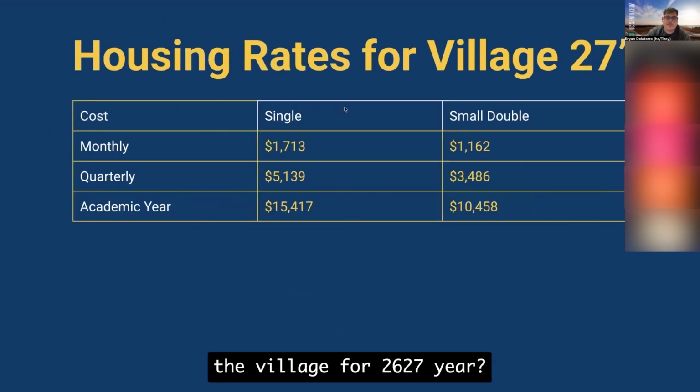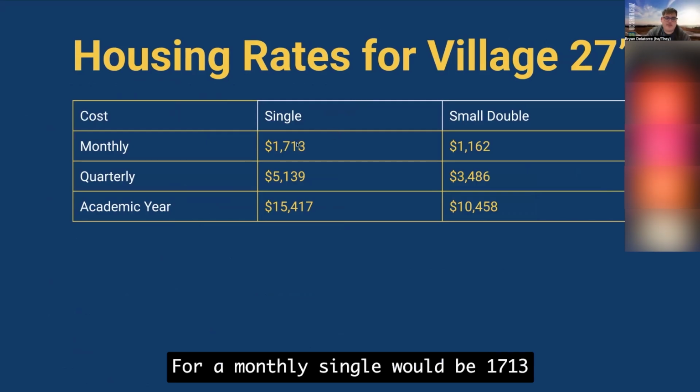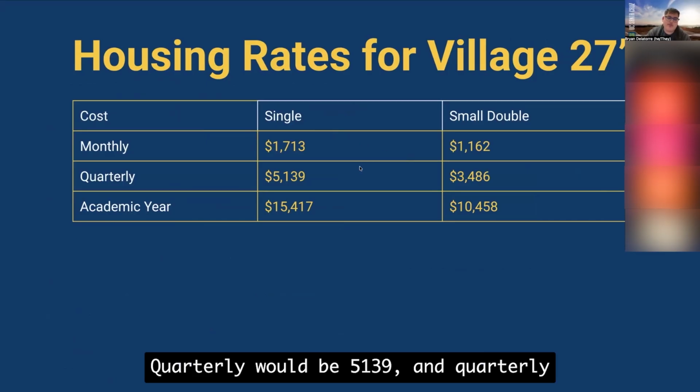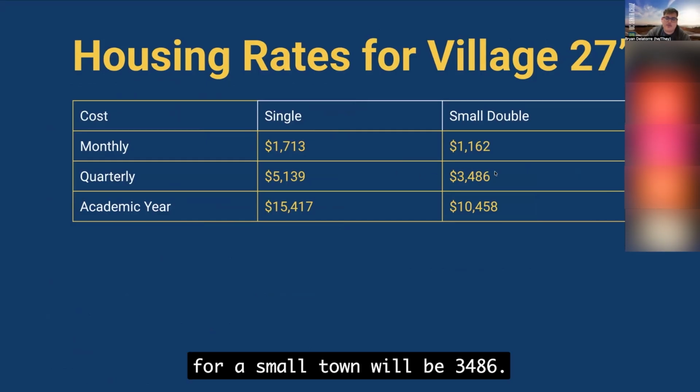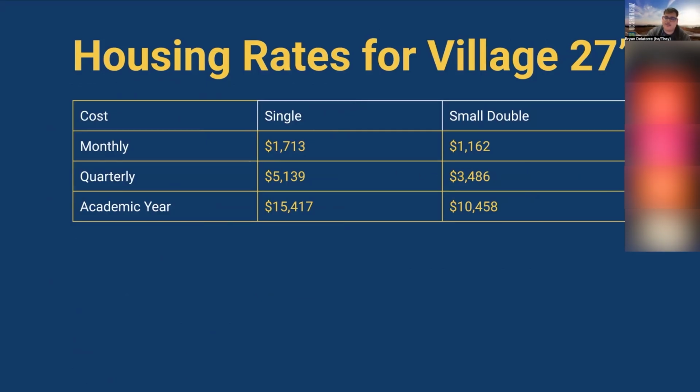So what are the rates for the village for a 26-27 year? A monthly single would be 1,713. A small double would be 1,162. Quarterly would be 5,139. And quarterly for a small double would be 3,486.